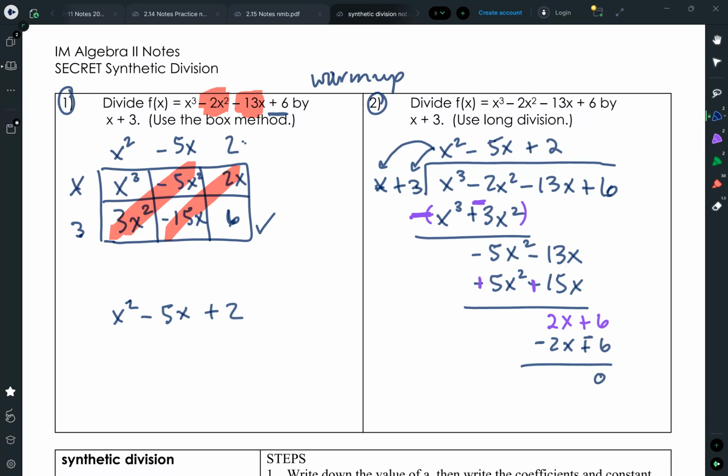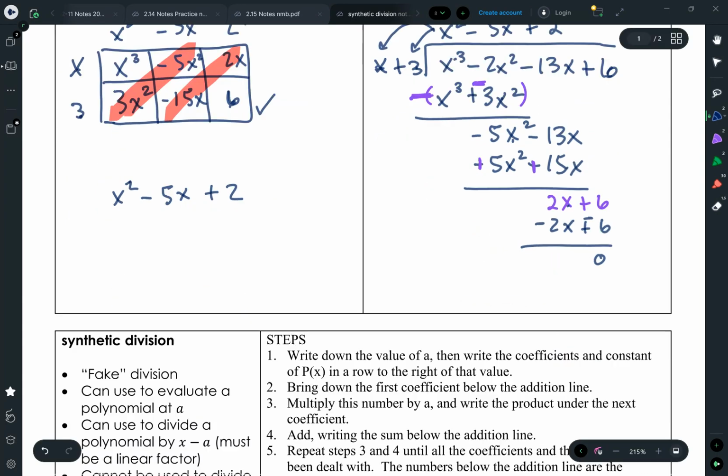So it's a lot of the same numbers. I don't know if you notice this as you're going through. Like you have your x cubed and your negative 5x squared and your 3x squared and your 15x and your 2x and your 6. Everything kind of follows through. They have a lot in common. You're going to notice that with synthetic as well.